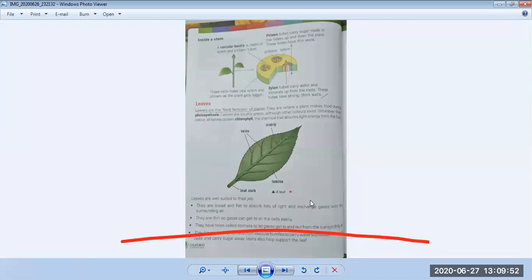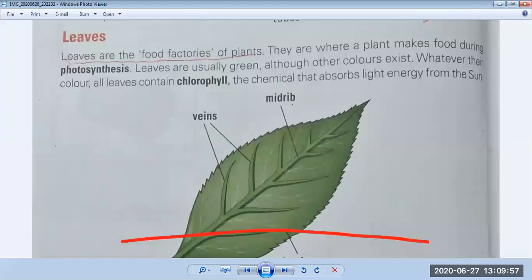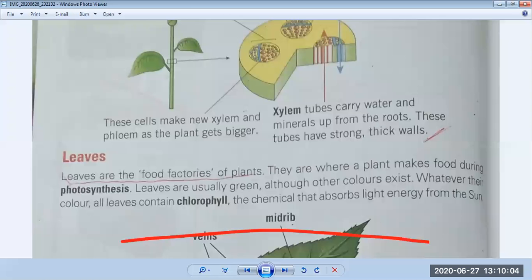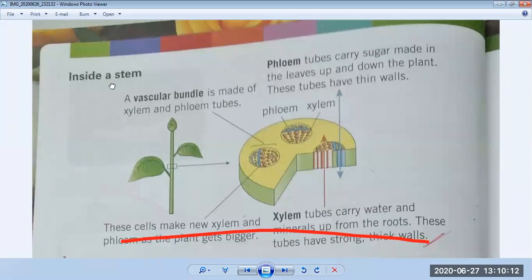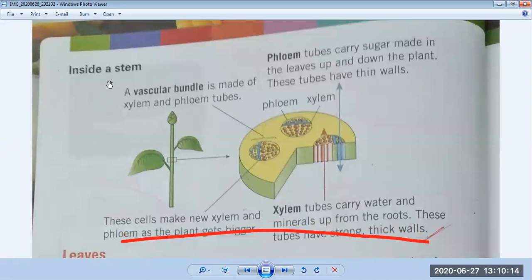Okay, this is about what happens inside the stem. You can see what is happening inside the stem, because we are discussing the transportation system of a plant, and we have discussed that stem and root play an important role. We have discussed inside the root. Now we will discuss inside the stem. So a vascular bundle is made of xylem and phloem tubes. This is true. You can see this is a plant and it is called a stem.